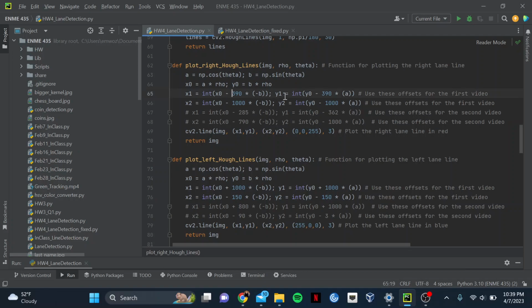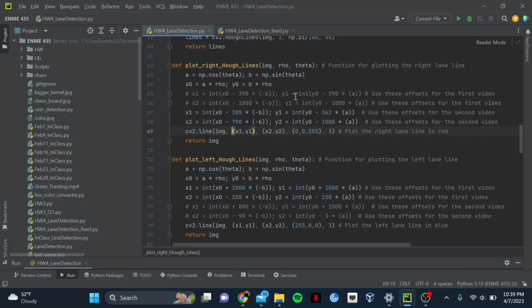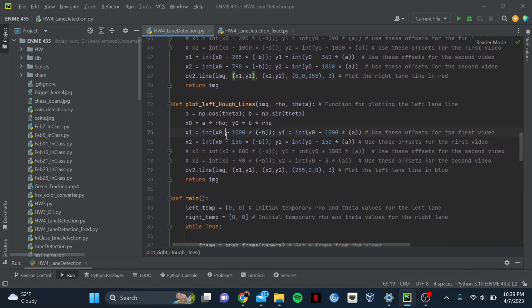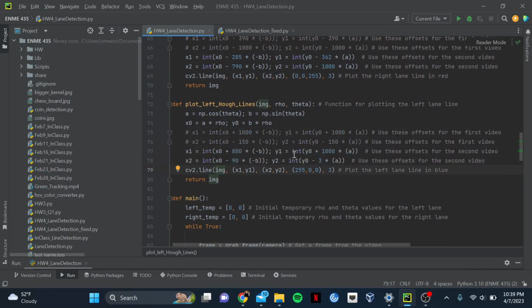So these first two rows are for the first video, so I'll comment them out. And then I'll bring in the offsets for the second video. And I'll do the same for plot left huff lines. And other than that, the rest of my algorithm remained largely the same. So I'll go ahead and show my performance on the second video.